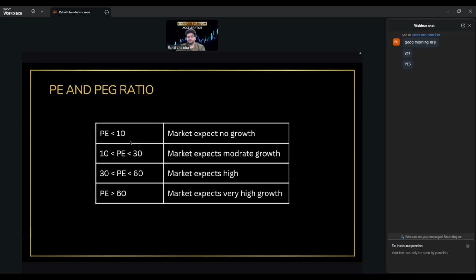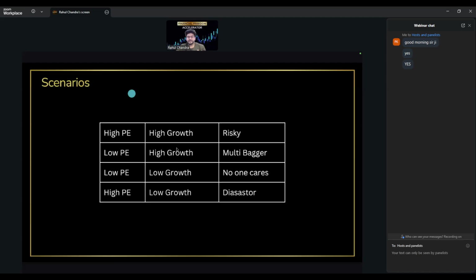For PE, if PE is less than 10, the market does not expect any growth. IOCL is a commodity stock, and the market does not expect a lot of growth. That is why PE is less than 10. If PE is between 10 and 30, the market expects moderate growth. If it is between 30 and 60, the market expects high growth. And if it is greater than 60, the market expects very, very high growth. So this is PE. But now you need to factor in the PEG ratio as well.